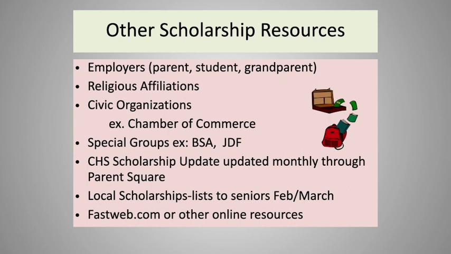Fastweb.com is one that I tell students about. They do have to start an account with them. They will ask them questions. They're just trying to match the student with scholarships that would work for them. So grades, GPA, test scores, what do you want to study, ethnicity, all kinds of things like that, simply to try to match the scholarships to the student as best they can.